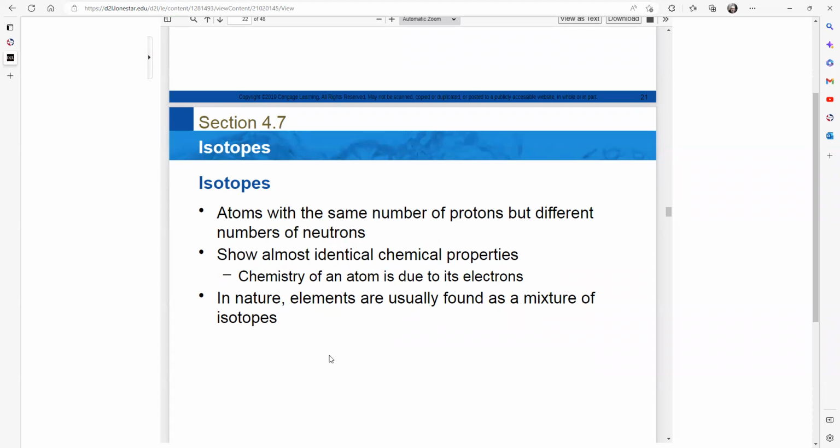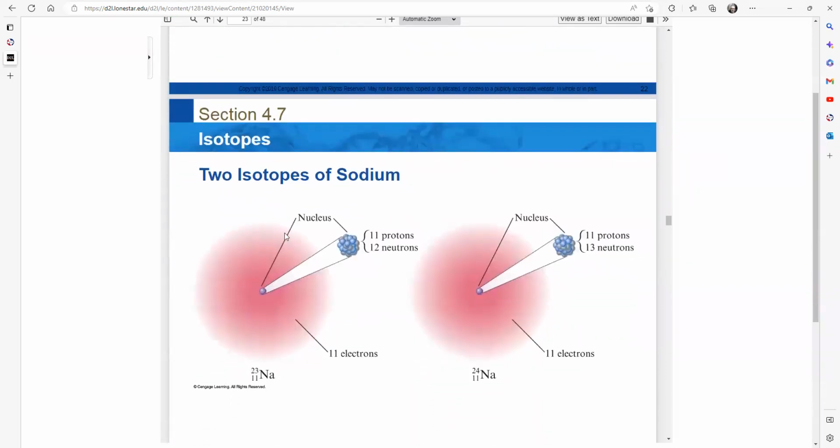Remember, isotopes are atoms with the same number of protons, but what makes the difference? The number of neutrons. Here you have two isotopes of sodium. In the nucleus you have 11 protons and 12 neutrons. This is known as sodium-23. And here in this isotope, sodium-24, you find 11 protons and 13 neutrons. The number of electrons is the same, the number of protons is the same. So what makes the difference between these two types of isotopes? The number of neutrons.